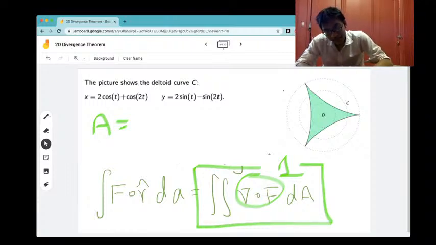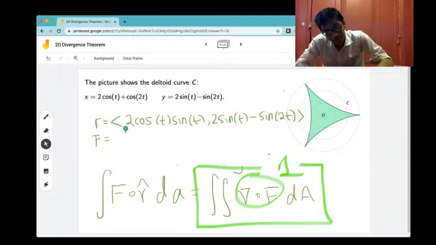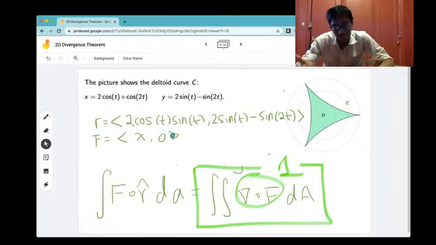So let's actually write everything down. So I know that R is going to be equal to, let's just write it down in vector notation so that we don't have to suffer later. So 2 cosine t sine t comma, my y component is going to be 2 sine t minus sine of 2t. There you go. And that's my R. What's my F? My F is simply going to be x, 0. Have you ever seen a parameterization better than that?